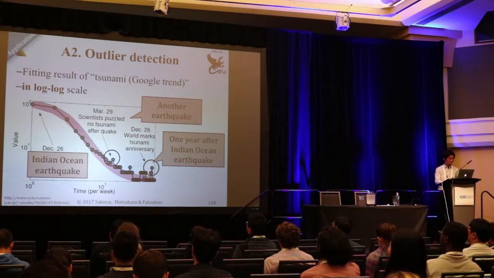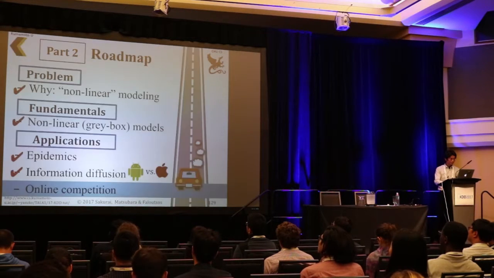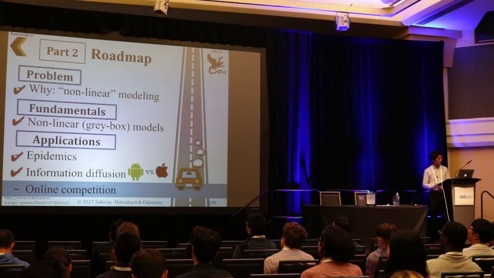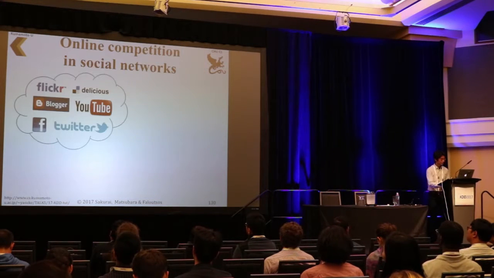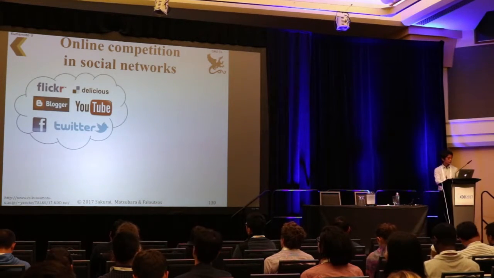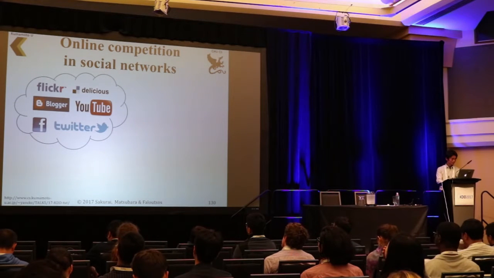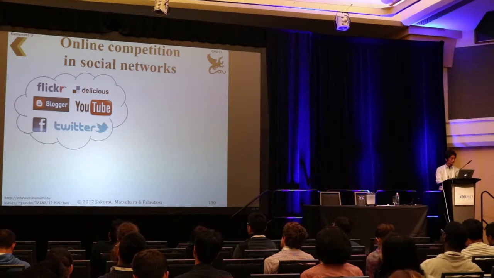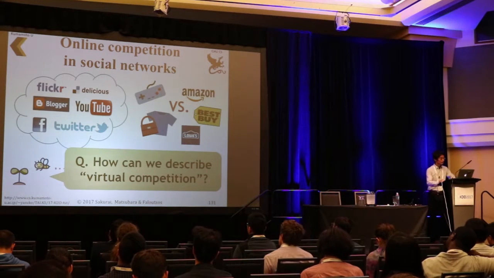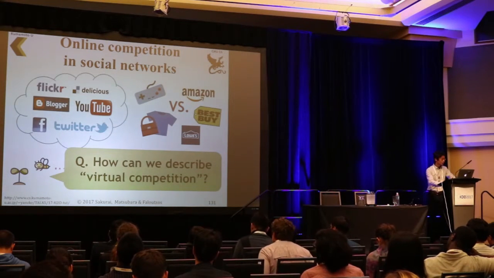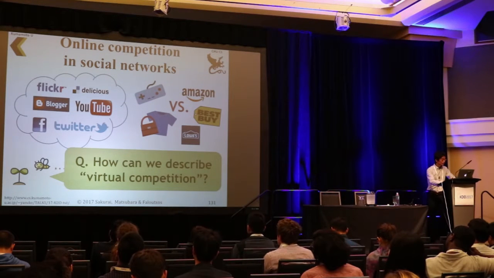It is also useful for outlier detection by using the tail part. Let me skip it, as we are running out of time. Another application is online competition. Online competition in social networks, in YouTube and Twitter and Facebook. We can see many competitions. So how can we describe the virtual competition?